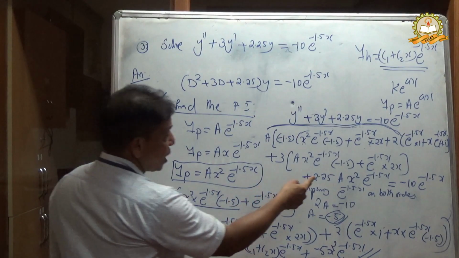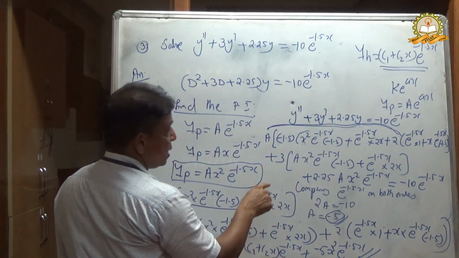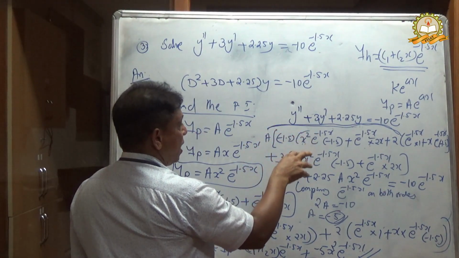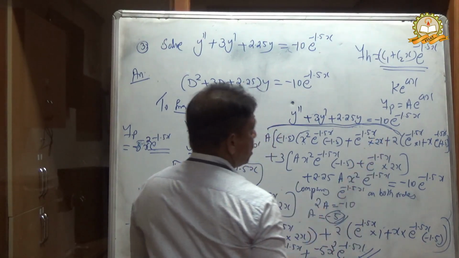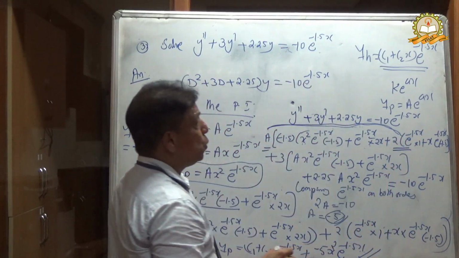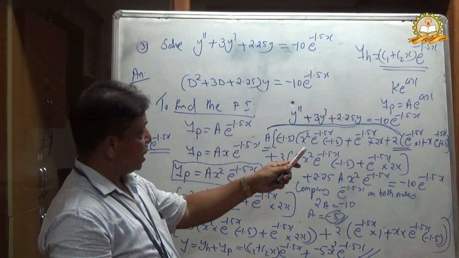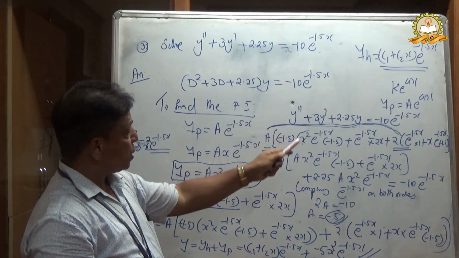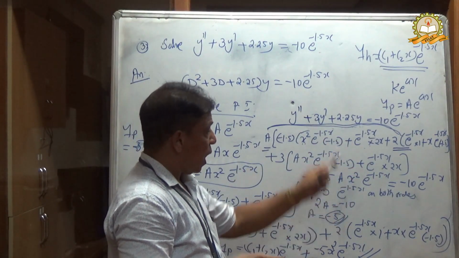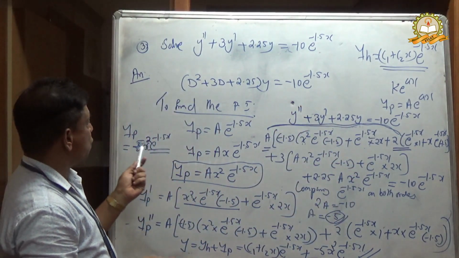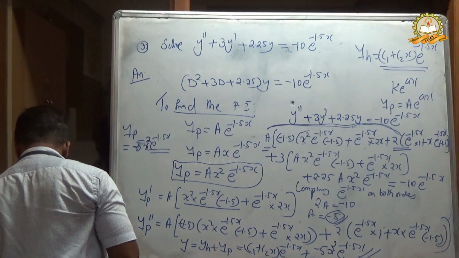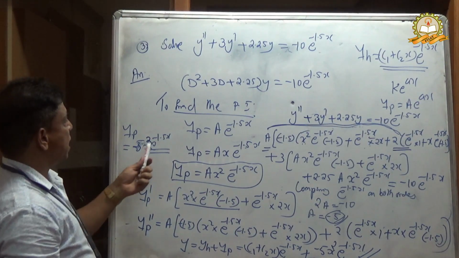Finally, the simplification part is very easy, since after substituting yp'', yp' and yp, we get only one term. It is only one term containing e^(-1.5x), and that coefficient is 2a. Therefore, 2a is equal to -10. Therefore, a is equal to -5. Our aim is to find the value of a. Therefore, yp is equal to -5 x² e^(-1.5x).